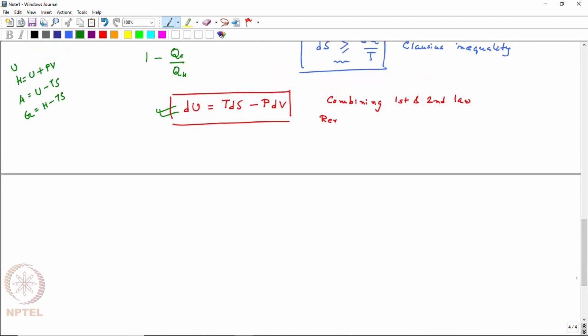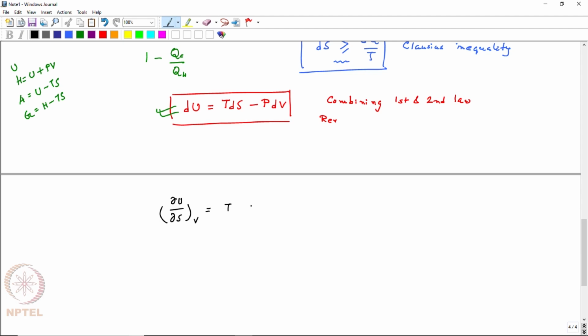All these relations lead to some interesting relationships between the differentials of the thermodynamic properties. For example, if I take this dU and first take the derivative with respect to entropy, keeping the volume constant, what I'll have is nothing but (∂U/∂S) at constant V, that will be T, and minus 0 because dV is 0. I'm considering a constant volume process.